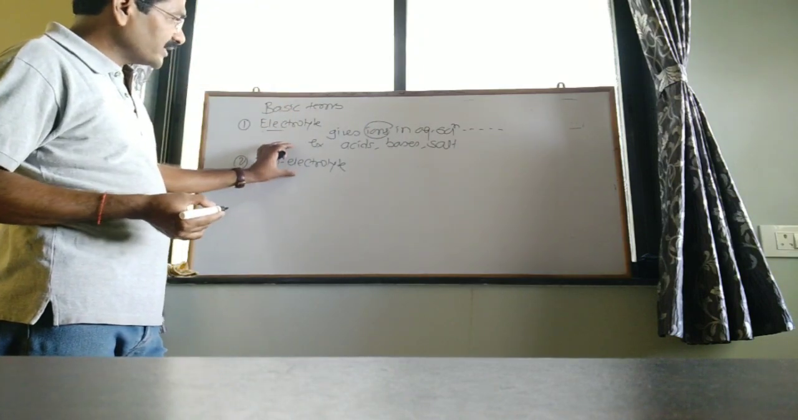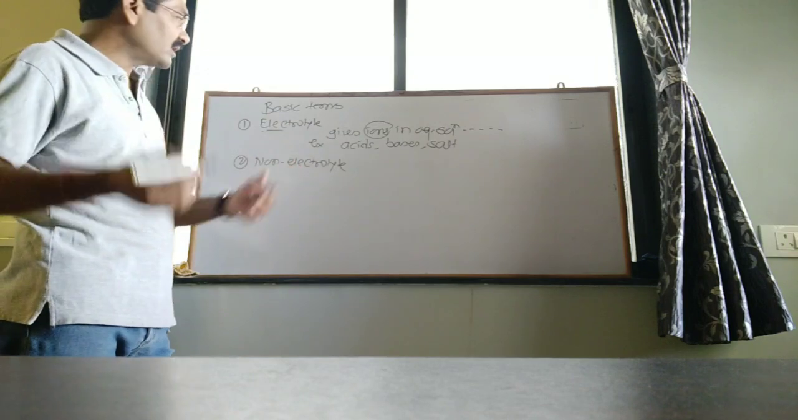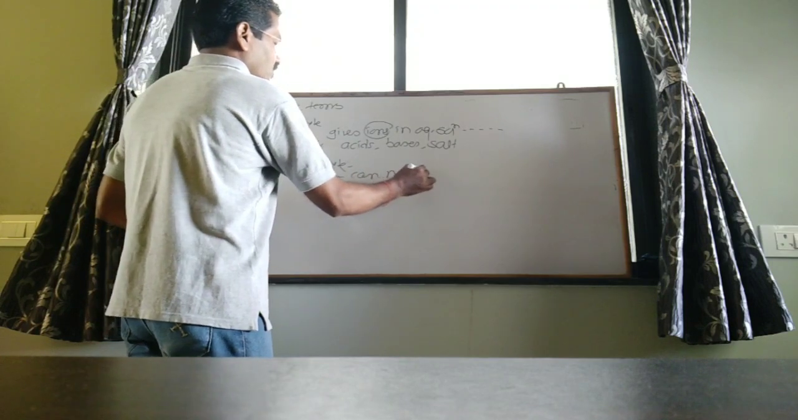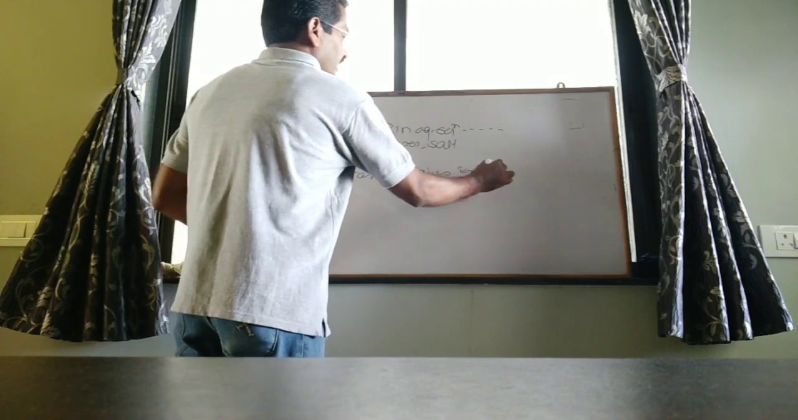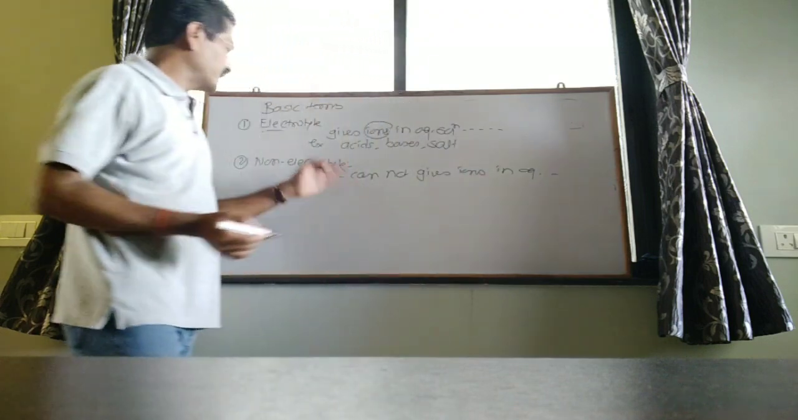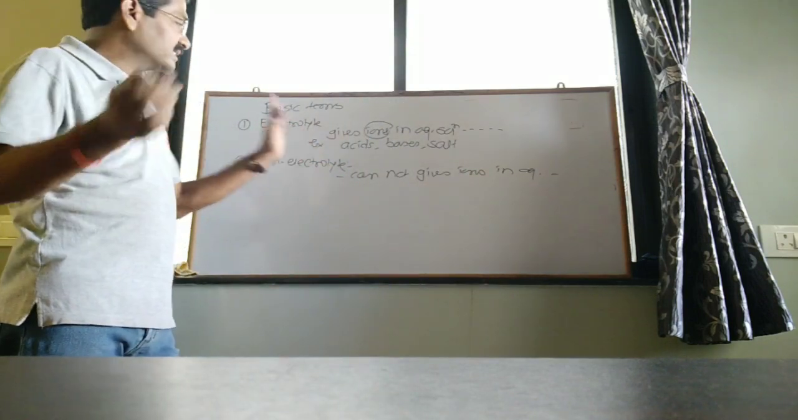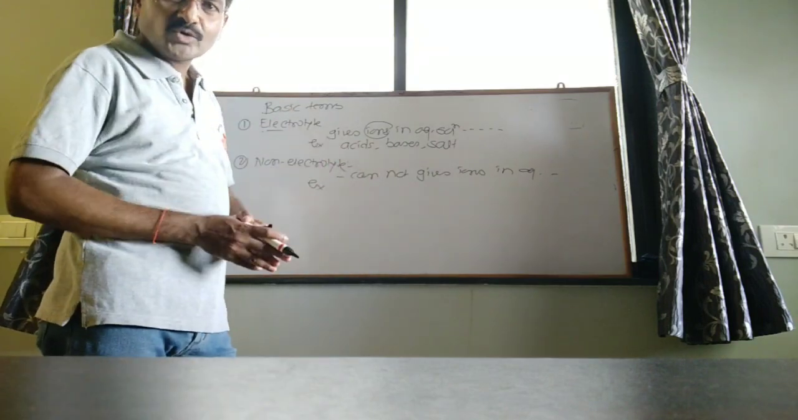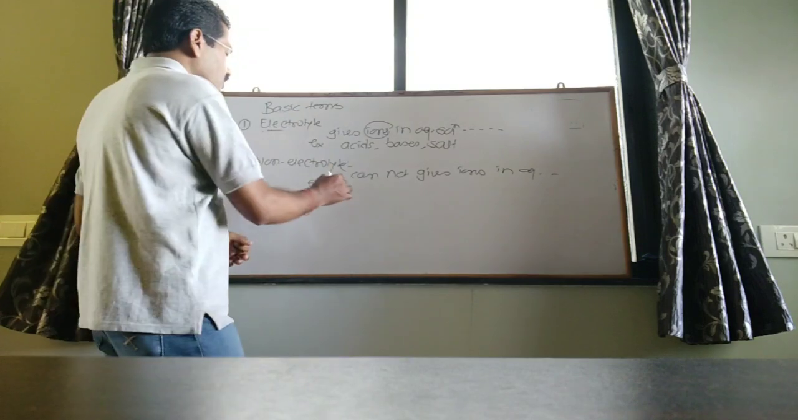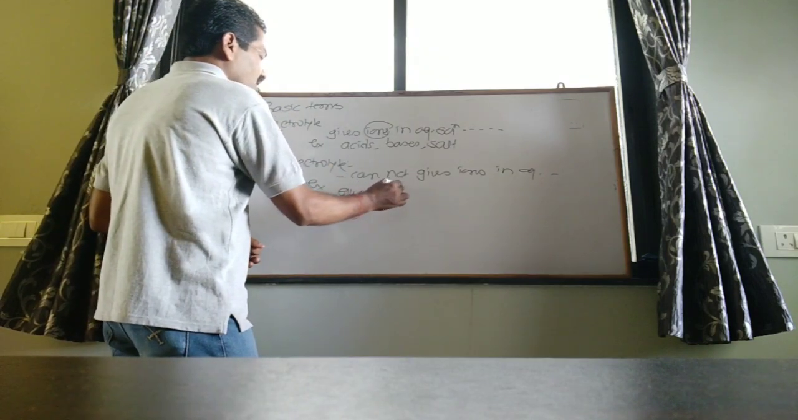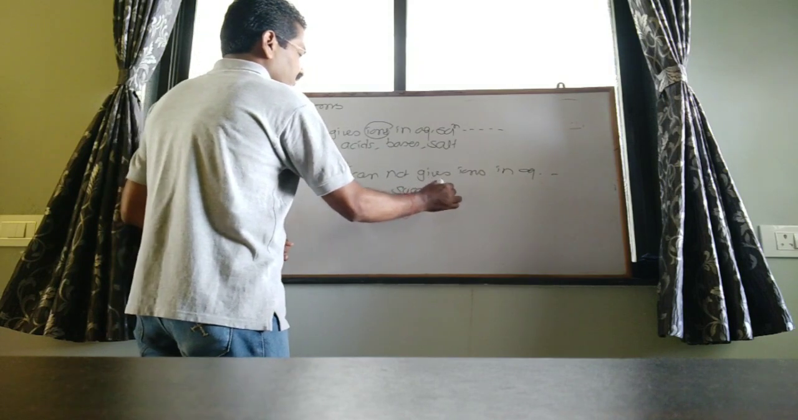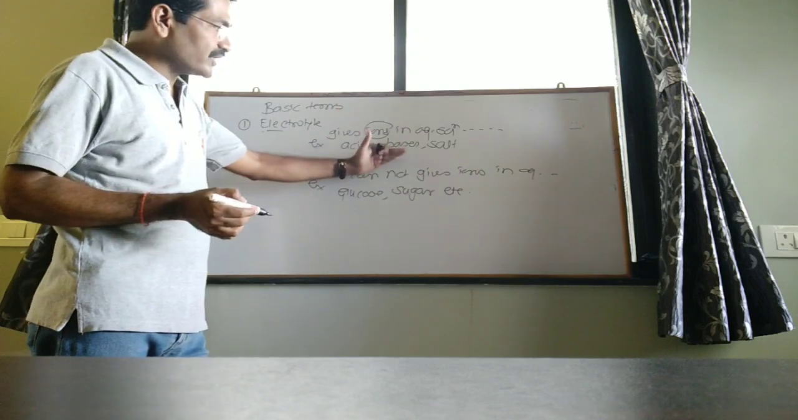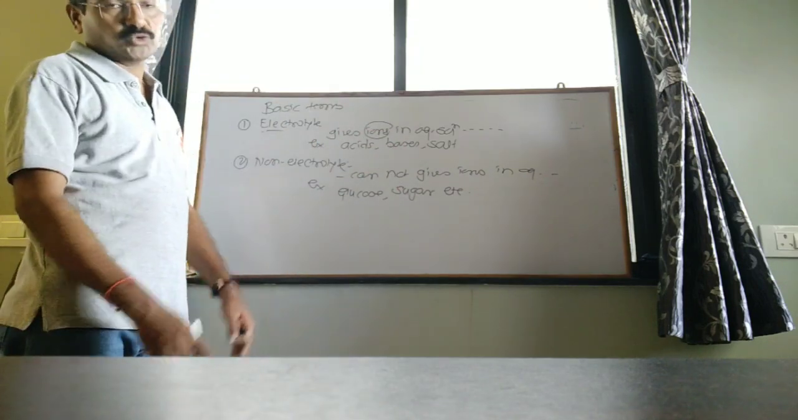Another term, non-electrolyte. The substance which cannot give ions in aqueous solution is called non-electrolyte. Examples are compounds made up by covalent bonds, for example glucose, sugar, etc. All these are examples of non-electrolyte. It does not give ions when dissolved in aqueous solution.